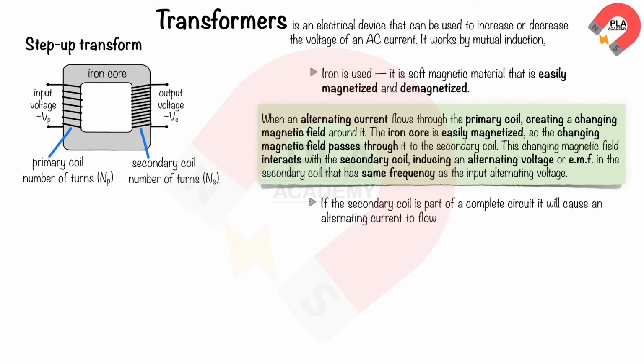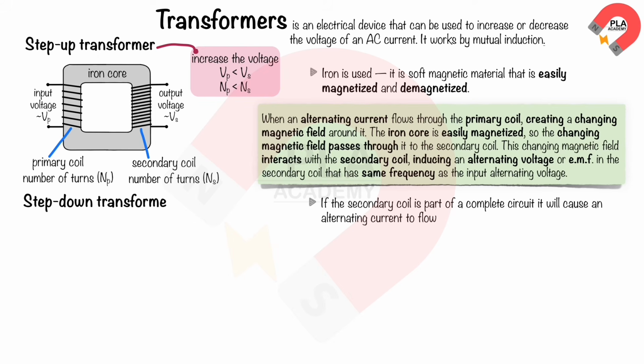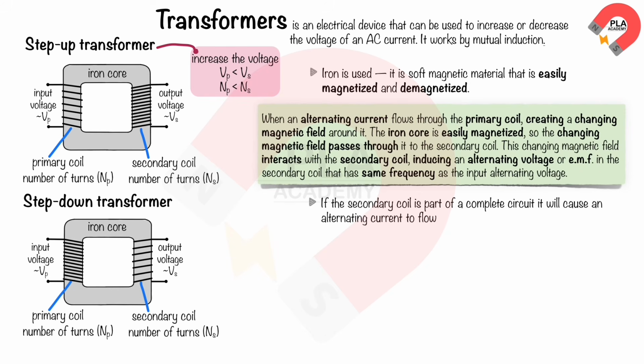Step-up transformer. It increases the voltage of an input power supply, meaning Vp is less than Vs, and the number of turns on the primary coil is less than the number of turns on the secondary coil. Step-down transformer. It decreases the voltage of an input power supply, meaning Vp is more than Vs, and the number of turns on the primary coil is more than the number of turns on the secondary coil.